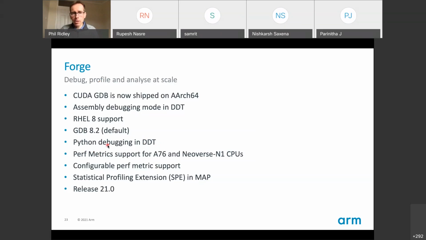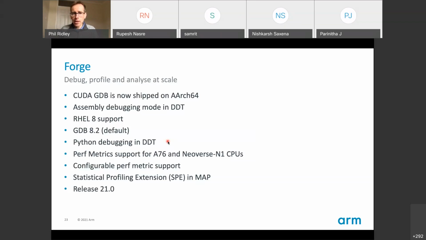The other component of ArmForge is the MAP profiler. So what the profiler enables you to do is to find bottlenecks, hotspots in your application. Again, MAP is very, very easy to use. You can basically just put MAP in front of your application when you launch it, and MAP will launch the application and then profile it for you. But there are other ways of using MAP. It's a very powerful tool.